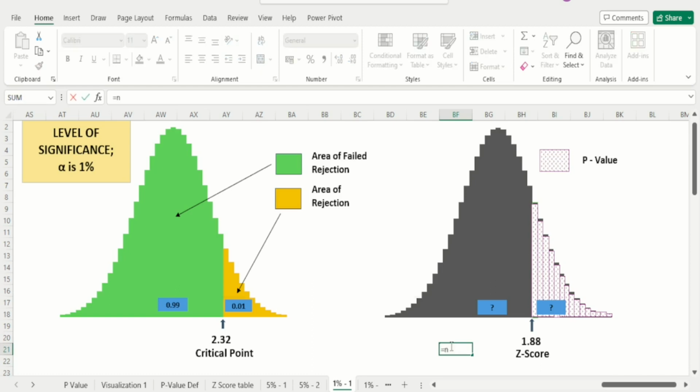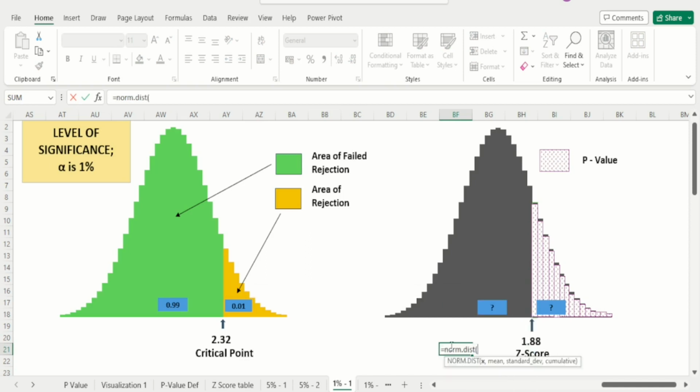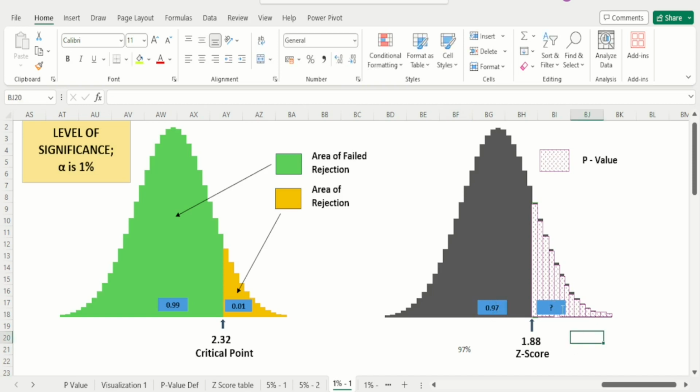So to calculate this, if you were to do norm.dist and then the z-score you generated is 1.88 from your sample, your mean is 0, your standard deviation is 1, and we want the area, so we select the fourth parameter as true. And if you generate it, you will see that the value that you have is around 97%, right? So this gray colored area represents 97%. We can just write it as 0.97 in decimals. So then what is the textured area? The textured area is 1 minus 0.97, 3%. 3% can be written as 0.03.